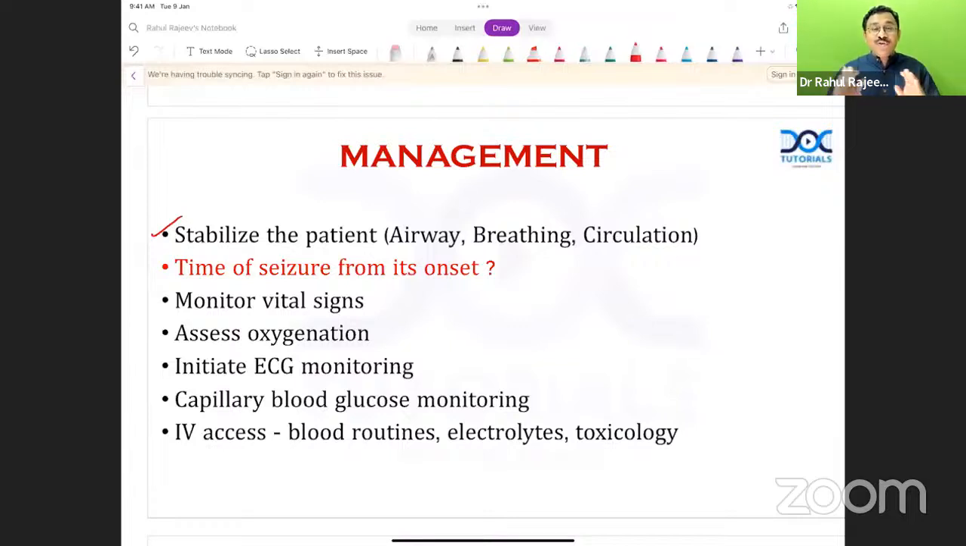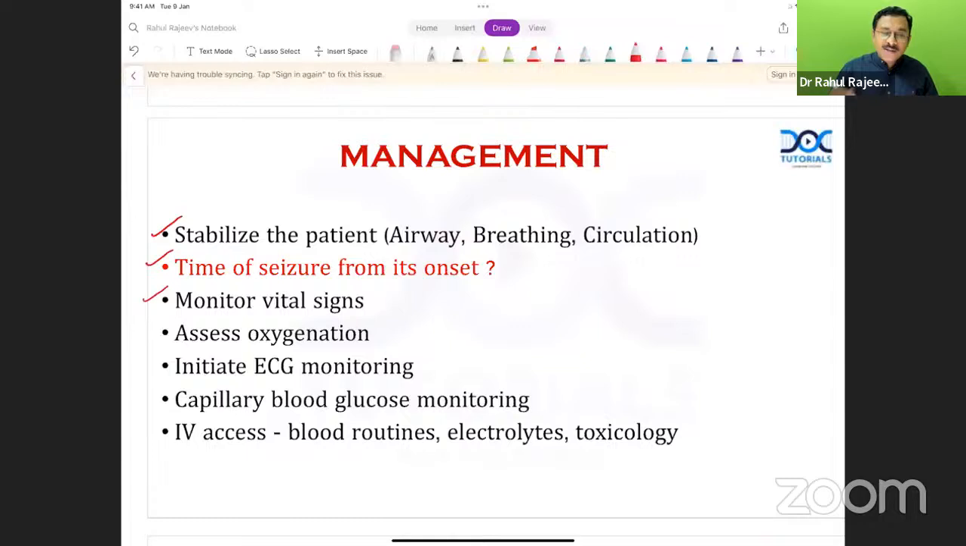Point number two, there is no time in the emergency department for a detailed history. But if there is one point in the history that you should know as someone who is going to manage status epilepticus in that patient, it is the time of the seizure from its onset. If you know that for this particular patient, it will give you an idea regarding prognostication and also how aggressive your treatment has to be. Because the patient might be brought to the emergency department and he might have been having seizure maybe for the last 40-45 minutes. So you have got to understand how long the seizure has been persisting for.